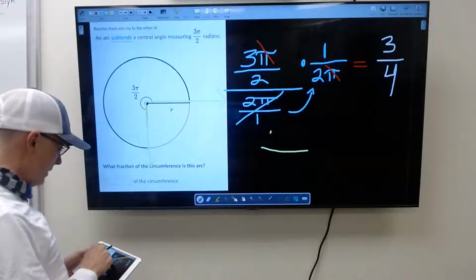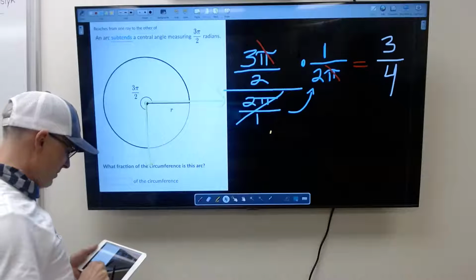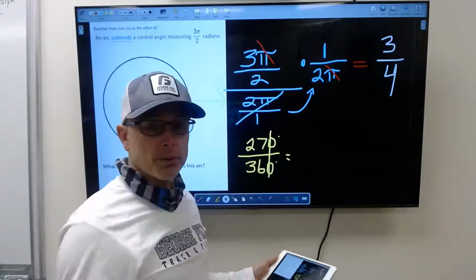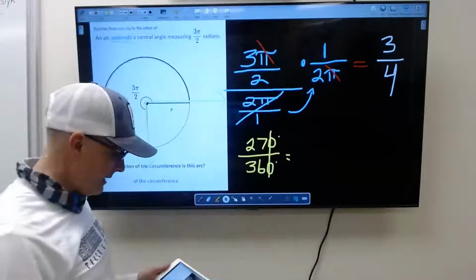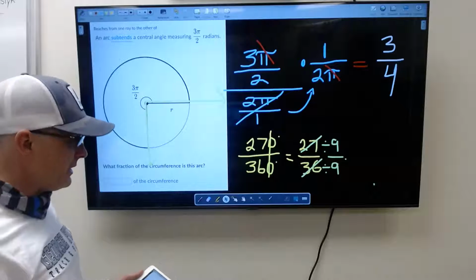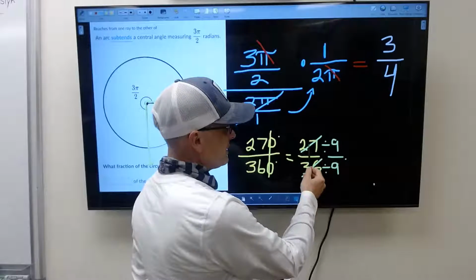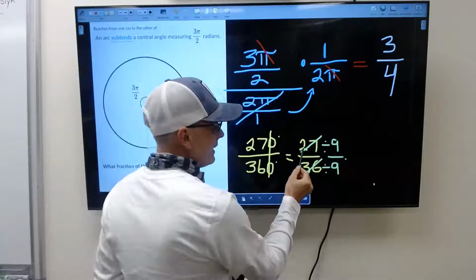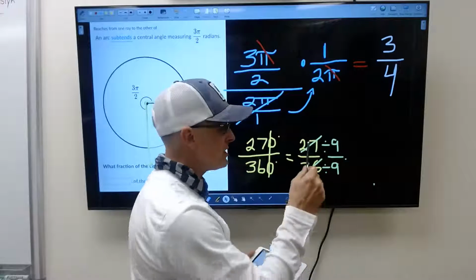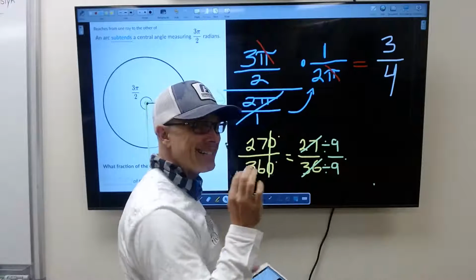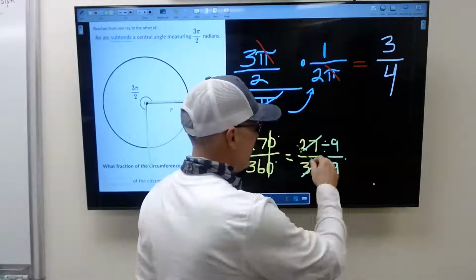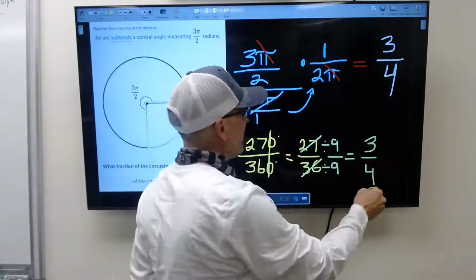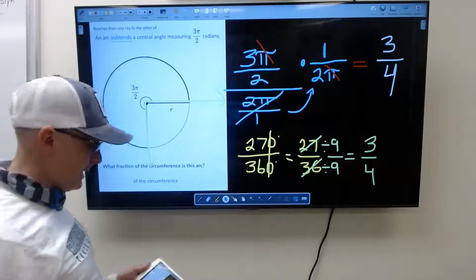So what I'm going to do is put that down there, 270 out of a possible 360. Now we're going to divide by 10 to get rid of that. And then what I end up with is 27 over 36, which both are divisible by 9. Again, I'm going to hint with that. 2 plus 7 is 9, so it's divisible by 9. 3 plus 6 is 9, so it's divisible by 9. I divide both of those by 9, and I get 3/4. Same as if I had done it with the radians.